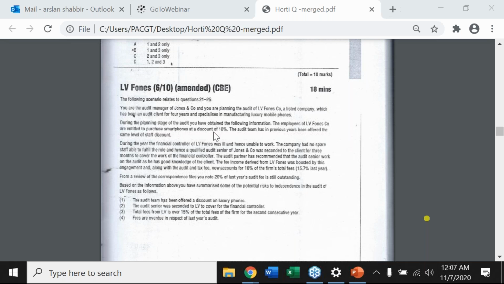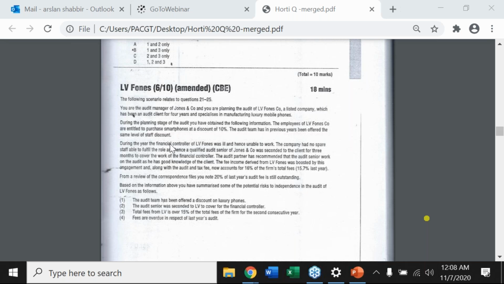So this option is available to everyone, because the employees of LV Phones can purchase any smartphone with the offer of a 10% discount. So it can be purchased by anyone. The audit team has in previous years been offered the same level of staff discount.